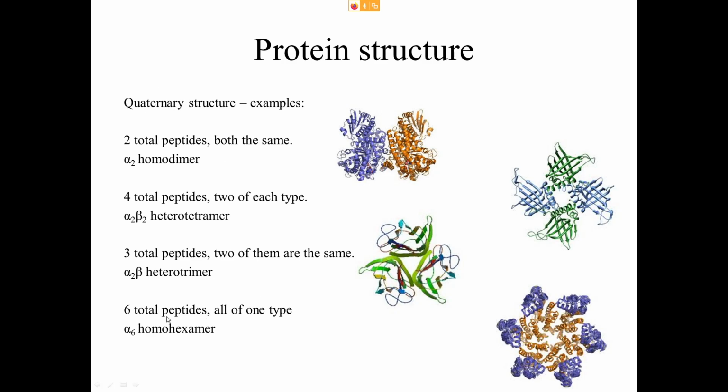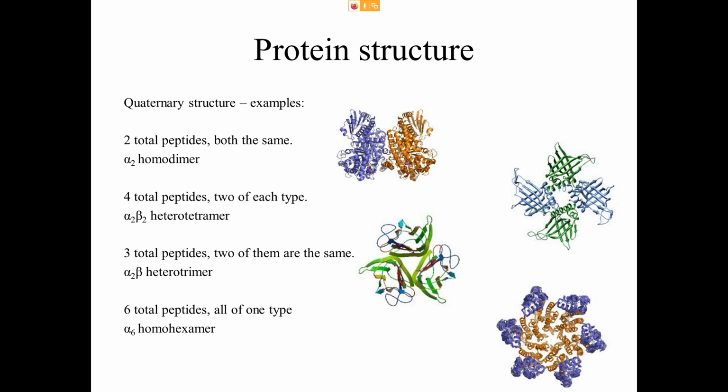If I say there's a single peptide chain all by itself, we consider it to not have quaternary structure, and we just call it a monomer. That's it. There's nothing attached to it. And we consider the monomers to not have quaternary structure.